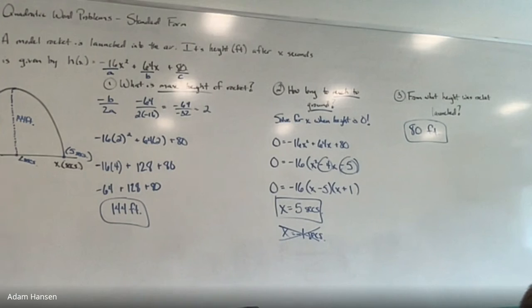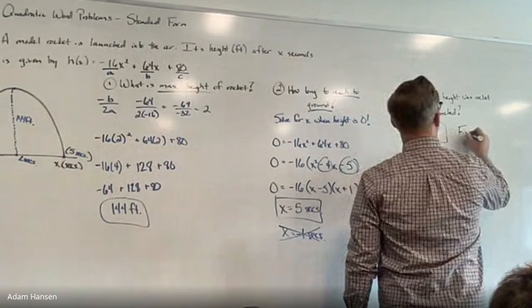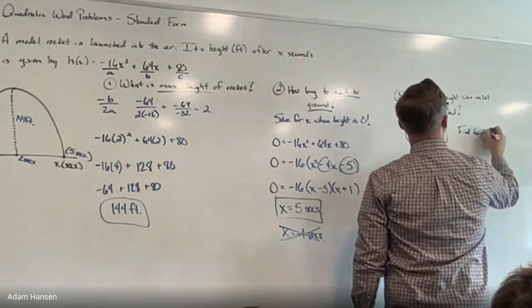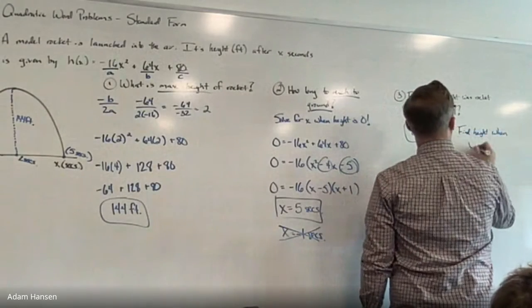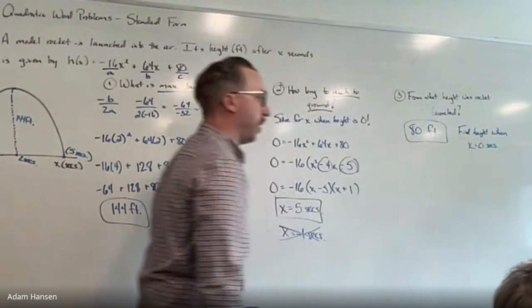How much time has passed when the rocket was first launched into the air? Right at the time of launch, how much time had passed? 0. So isn't this asking you to find the height after 0 seconds? Find the height for when x is 0. Any point on the y-axis, the x value has to become 0. Find the height when x equals 0 seconds.